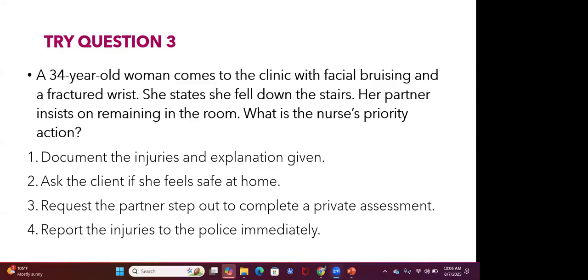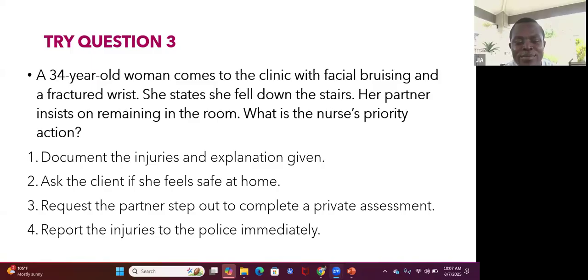As for reporting the injuries to the police, if you don't follow the right protocol, you might put yourself in danger. So you have to make sure that everything you are doing is through the books before the police even comes in. So I would choose number 3 first. That's what I would do.